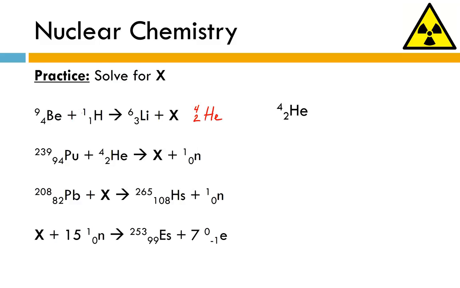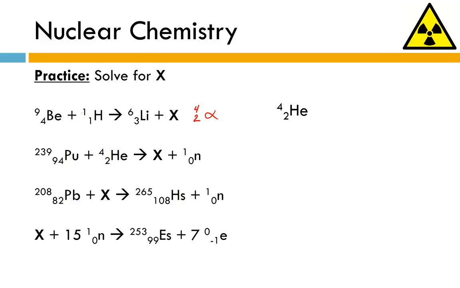You might have represented this as an alpha particle, perfectly valid as well. If you do write it as an alpha particle, please keep in mind that this is not alpha decay. In order to be alpha decay, you cannot have bombardment. You can't take your beryllium nuclei and pelt them with a whole bunch of hydrogens. This is definitely an artificial transmutation.